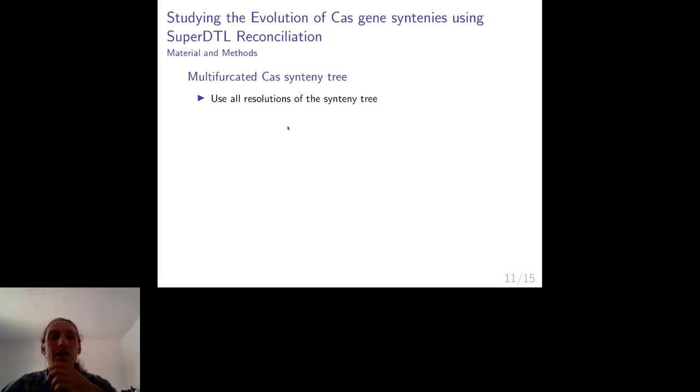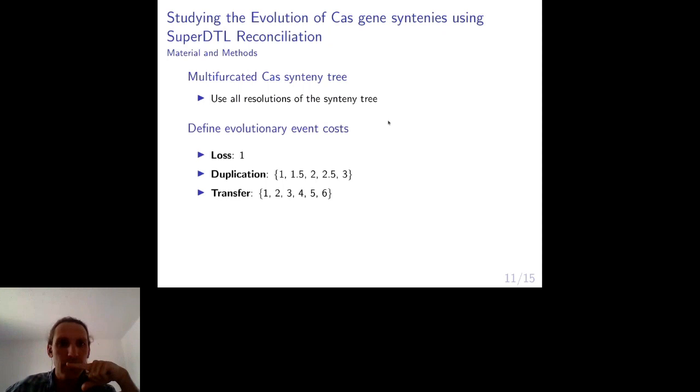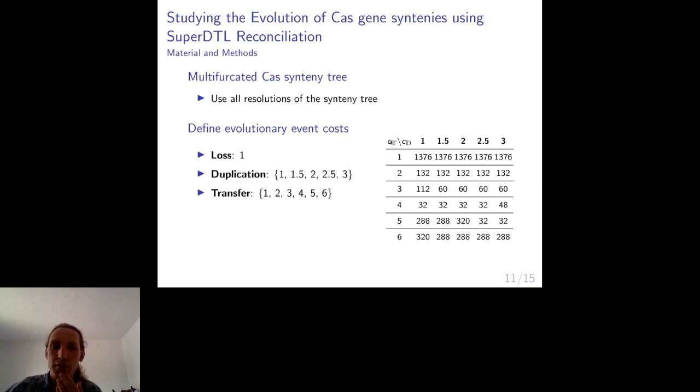As I said, we have a multifurcated Cas synteny tree, so as input we use all resolutions of the synteny tree. And for all of these synteny tree resolutions we test different evolutionary costs. We set the cost of the loss to 1, and we try different costs for duplication and transfer. Here is a table representing the number of parsimonious solutions that have been recovered for the different parameters. On the columns you have the cost for duplication, and on the rows, the cost for transfer.